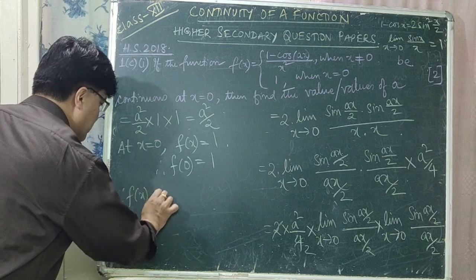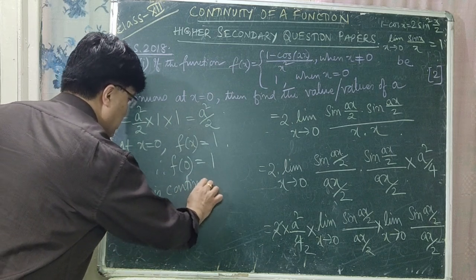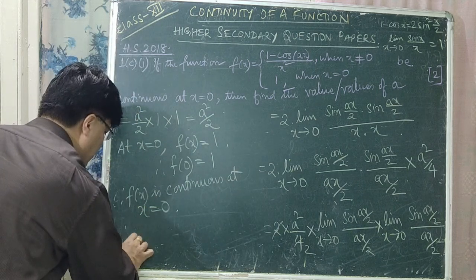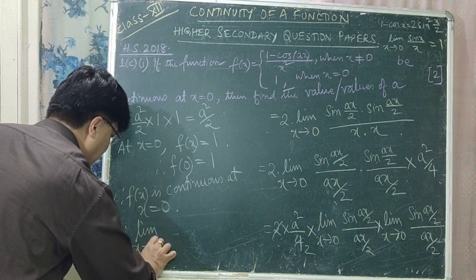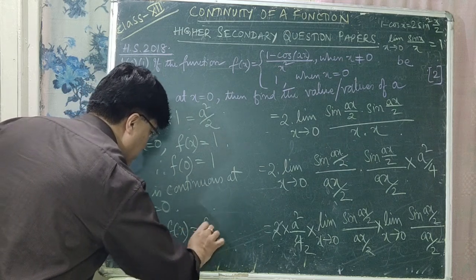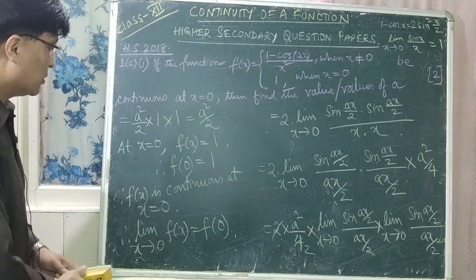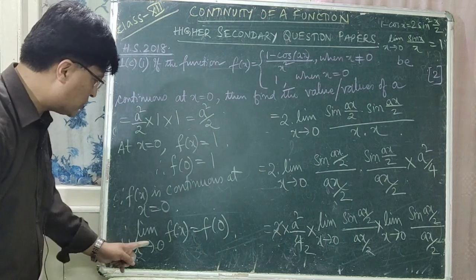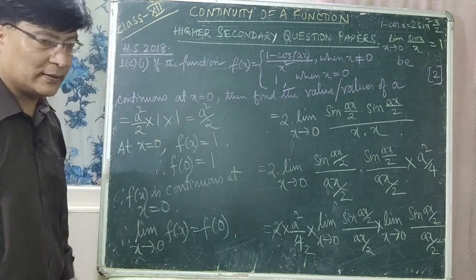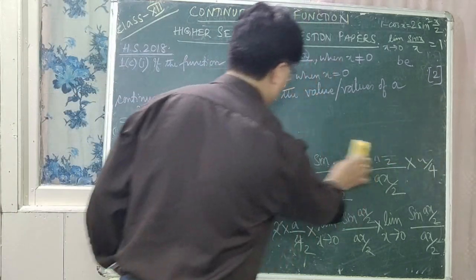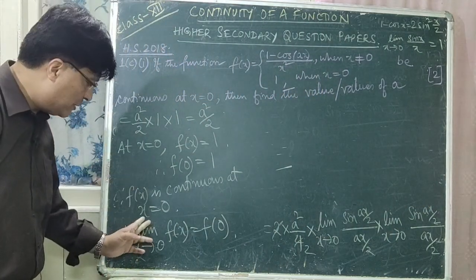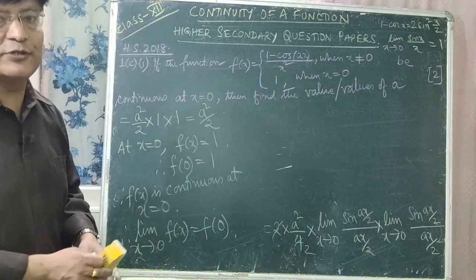Since f of x is continuous at x is equal to 0, what can I write? Limit x tends to 0, f of x is equal to f of 0. Just now we determined the value for limit x tends to 0, f of x, that was a square by 2. And what was the value for f of 0? That is 1. So since the function f of x is continuous at x is equal to 0, you can write down that limit x tends to 0, f of x is equal to f of 0.